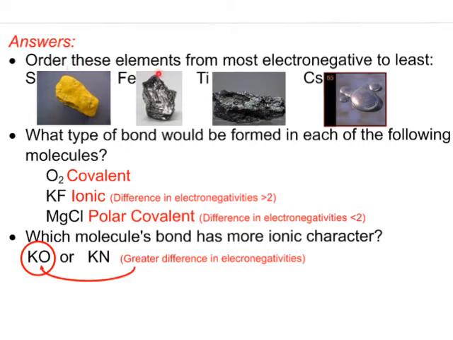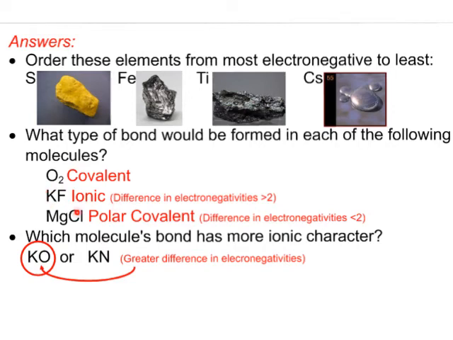The first question, order these elements from most electronegative to least. Simply based on periodic trends, you should be able to figure out that the order is sulfur, iron, titanium, and cesium. Then what type of bond would be formed in each of the following molecules? We have 2 oxygens bonded together. They are the same, and the difference in electronegativity is 0, so they form covalent bonds.